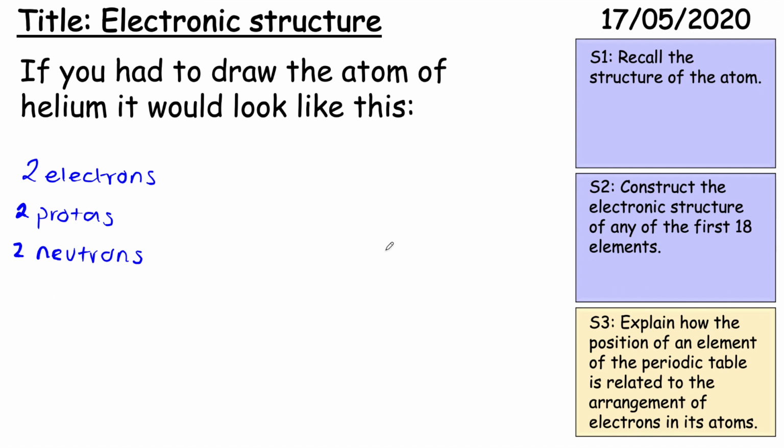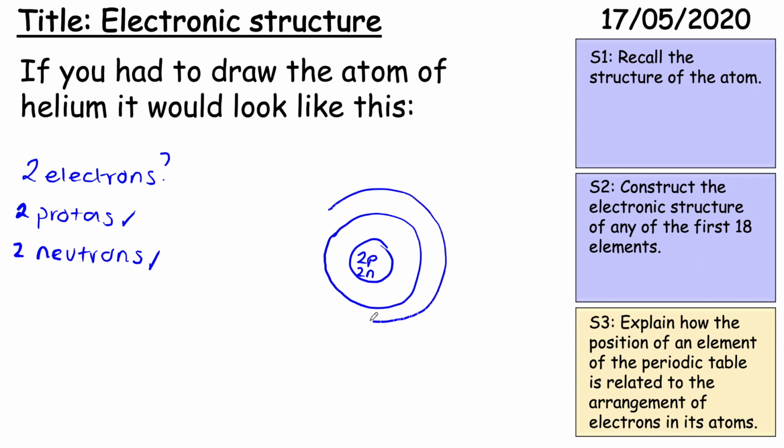Now the ones that go in the nucleus of an atom are the protons and the neutrons. Now you don't really need to include these for an electronic structure, but we'll do it for completion anyway. So you'll have 2 protons and you'll have 2 neutrons. They're in the nucleus. But what do we do with electrons? Well, this is where our rules come in really, really handy. If we draw circles or shells around the nucleus and we follow our rules, we'll know where to put these electrons.